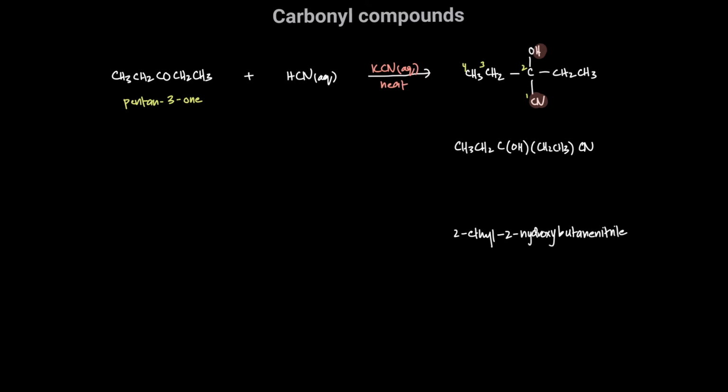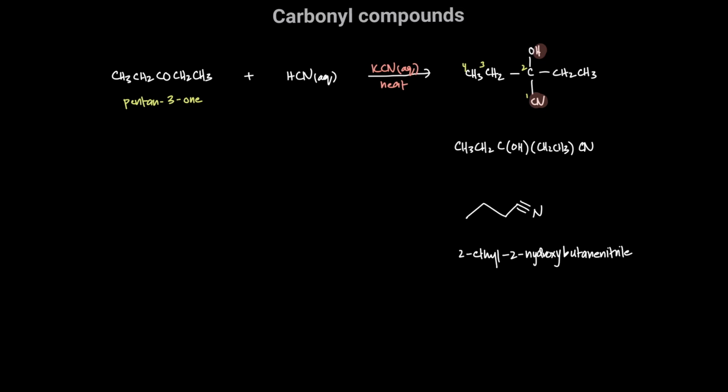And if you wanted to show the skeletal formula for this, we can start by looking at the name. We have butanenitrile. So 1, 2, 3, and then 4 carbons. So you have a 4 carbon chain. Butanenitrile, so we have a C triple bond N.